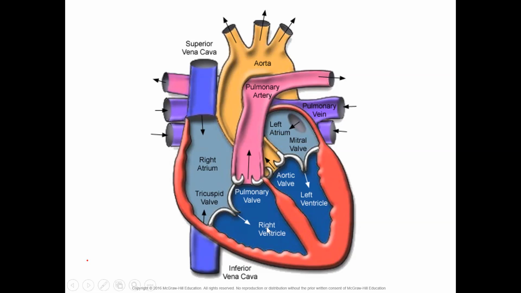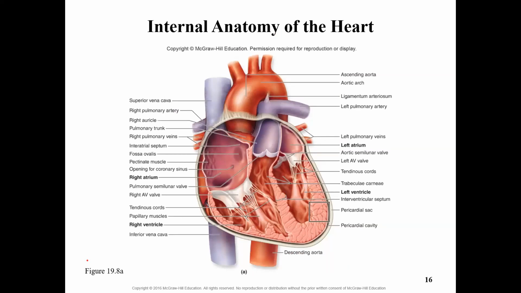Between the right atrium and right ventricle, you can see tricuspid valve, and between left atrium and left ventricle, you can see bicuspid or mitral valve. At the beginning of pulmonary trunk, you have pulmonary semilunar valve, and at the beginning of aorta, you have aortic semilunar valve. And this is the interventricular septum. You can see all of these features in this picture too.